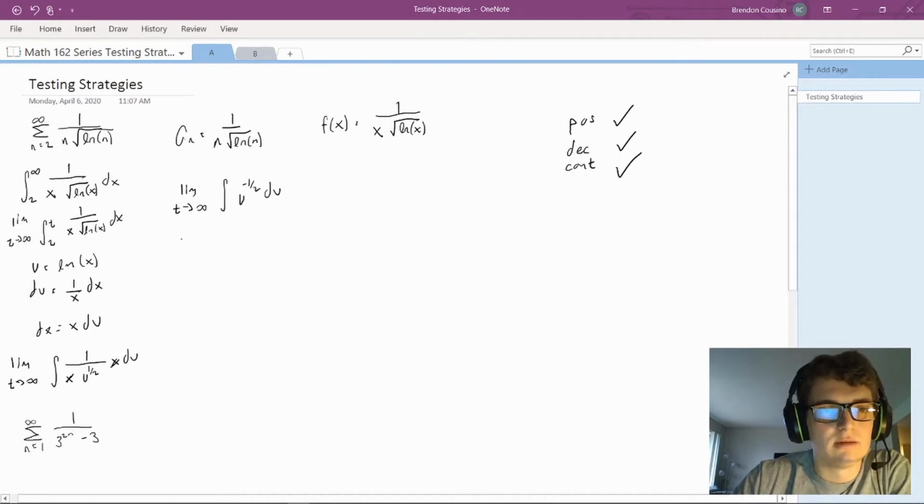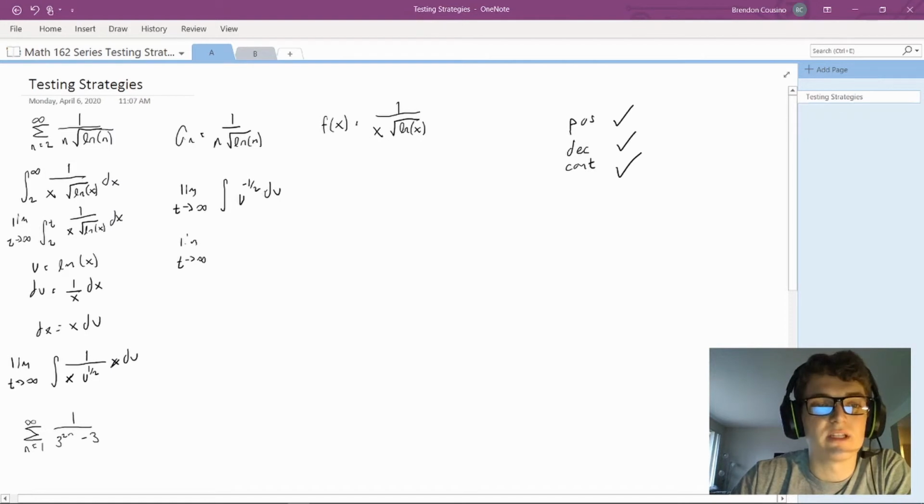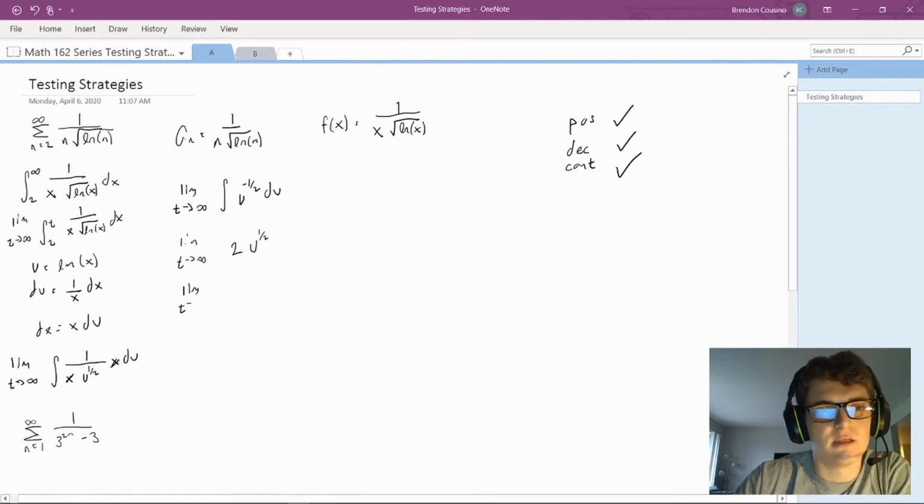Okay, so the limit as t approaches infinity of, when I solve this, I'm going to raise the power by 1, so negative 1/2 plus 1 is going to be positive 1/2, so that's my new power, and I'm going to divide by the new power. 1/2 in the denominator means we're multiplying by 2 times u to the positive 1/2 power. Okay, and then what we're going to do is back substitute in for our x variable. So this is going to be 2 times ln of x to the 1/2 power, and then we're going to evaluate that from 2 to t.